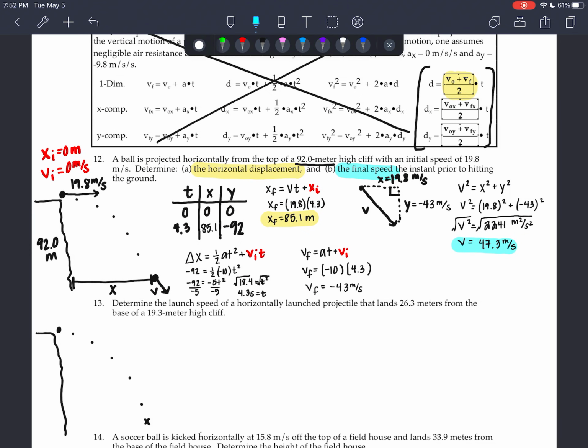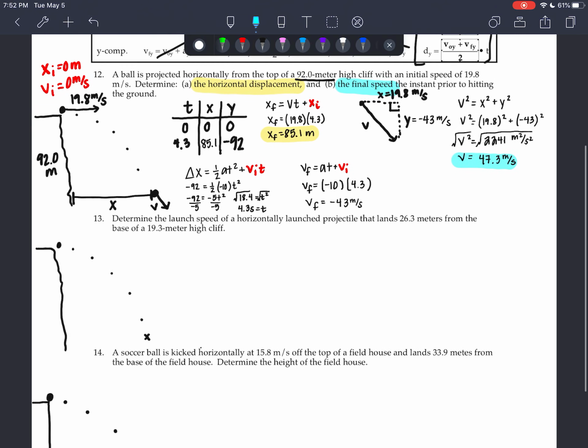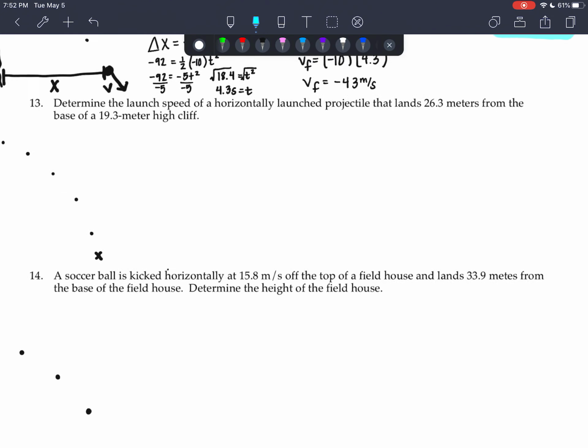Boom. So the skill that we used here was really the data table and figuring out, okay, how can I fill in as much information in that data table as possible, and really letting that guide us through the problem. So let's practice that skill on the next example.